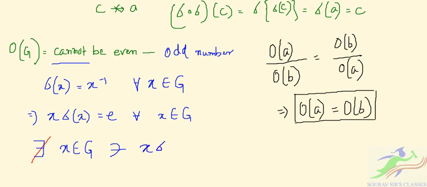So x sigma x is not equal to E, right? So this is the condition. From here, we can say that for x belonging to G, there should not exist x such that x sigma x is not equal to E. So we have to find, suppose we consider this G as Z5.